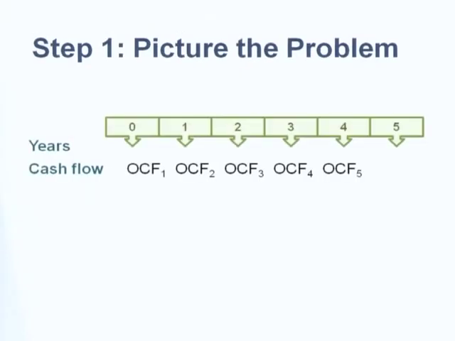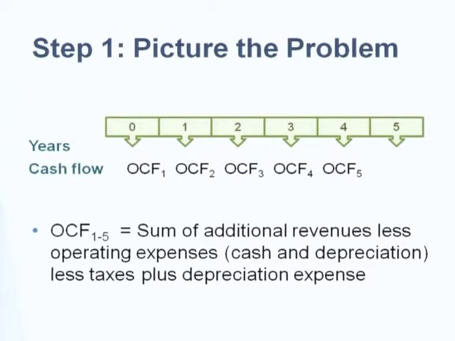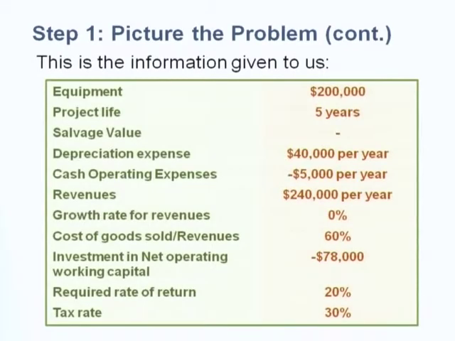So what you need to do is find all related cash flows from time 0 to the end of time 5. So time 0 means what? Initial outlay. Okay. So picture the problem, step 1. Here is the information given.